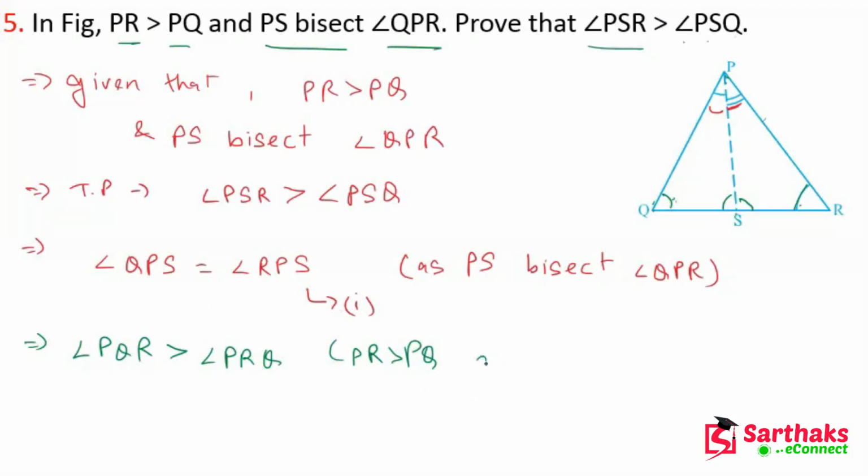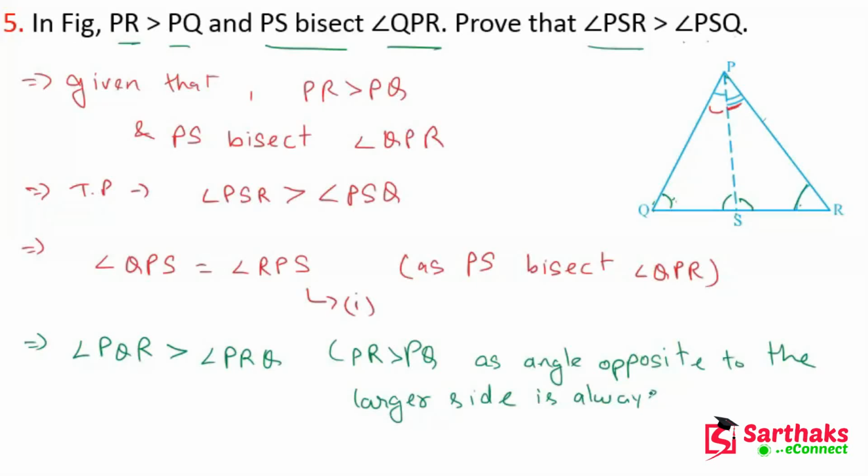Okay, the angle opposite to the larger side is always larger. I hope you get this point. So this is equation 2nd. Okay, this is equation 2nd.